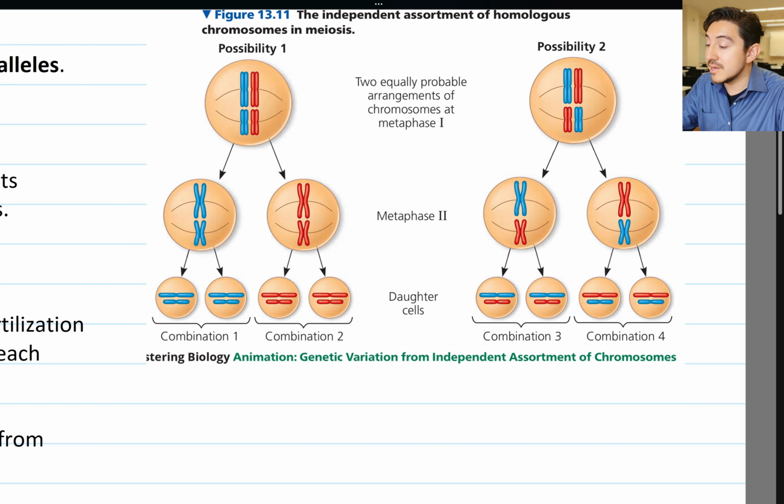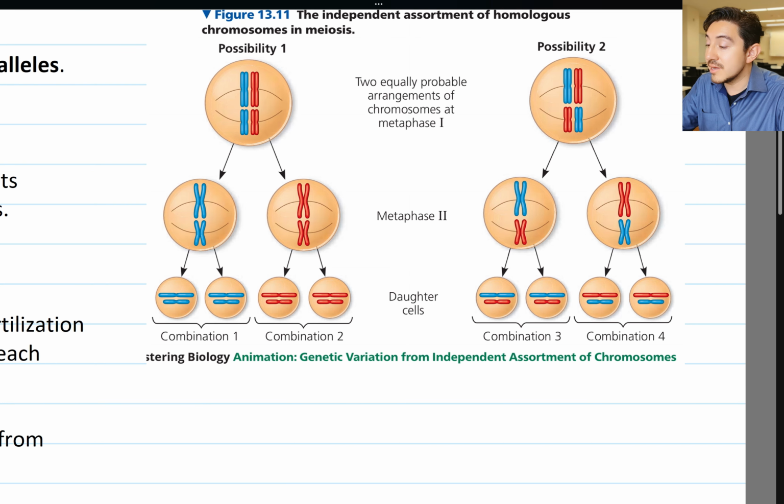Okay, so you get independent assortment. Ultimately, what does that mean? Just to give you like a formal definition there, that each homologous pair segregates independently over every other homologous pair during metaphase 1. Okay, so you can get a big combination of possible combinations of chromosomes. Okay, the book states that humans have 23 pairs, so since you need 2 pairings of chromosomes, 2 to the power of 23, about 8.4 million possible combinations.